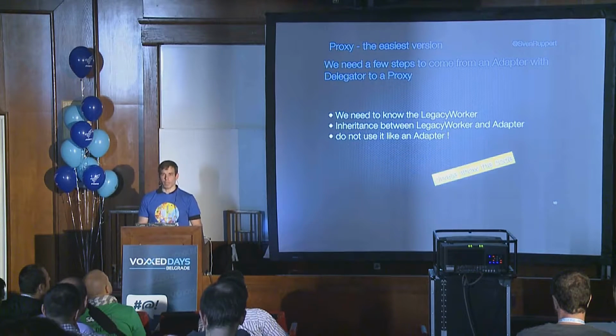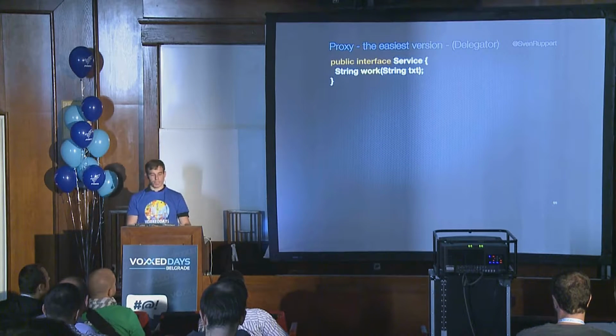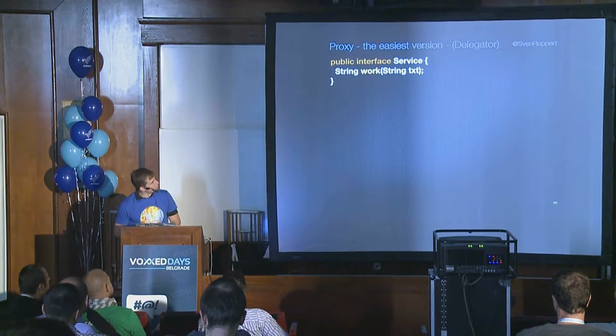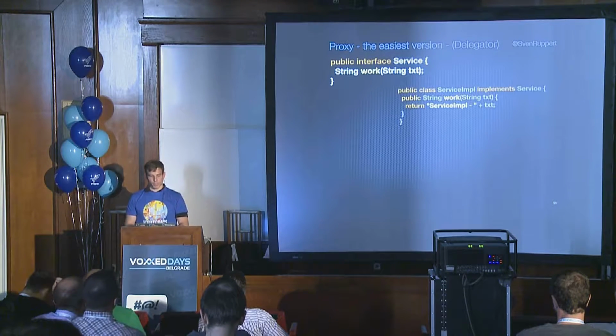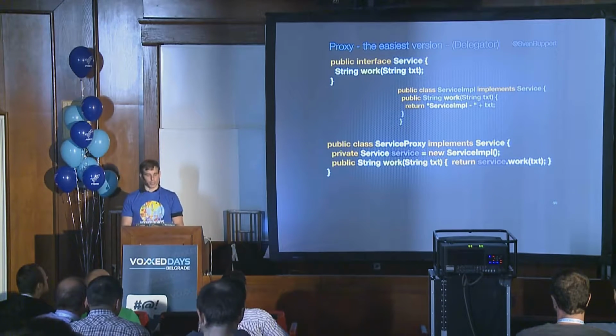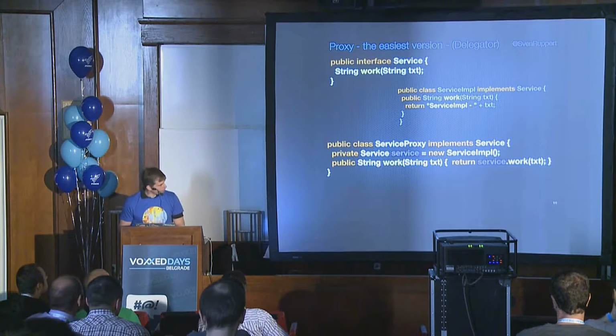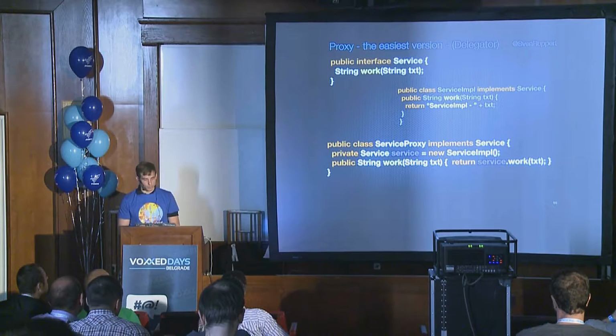So, time for code. Let's write the easiest version of a proxy with delegator. This means we have an interface. It's called service and has only a method called work. Then I have a standard implementation. This I need because the proxy is delegating to something, so I have an implementation at this point. And then I'm writing the first and easiest version of a proxy. Completely useless, well, so I'm only delegating.